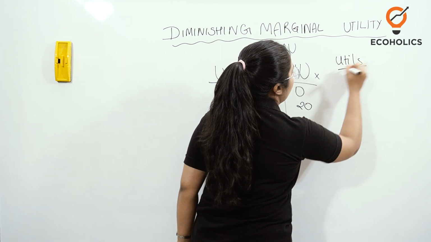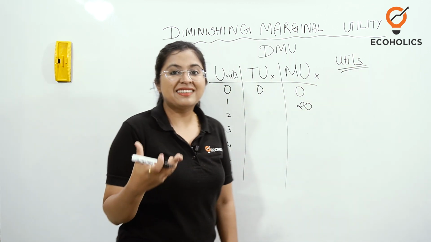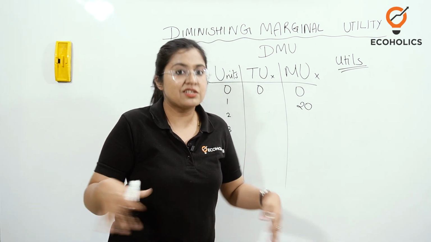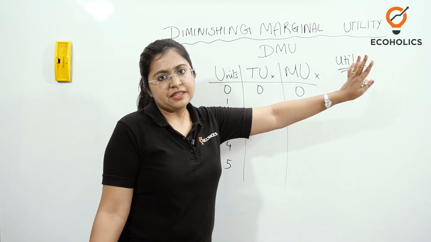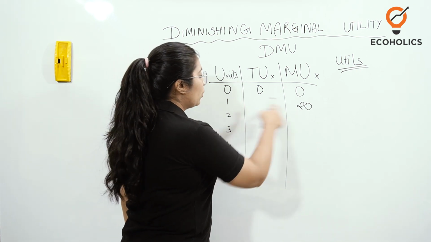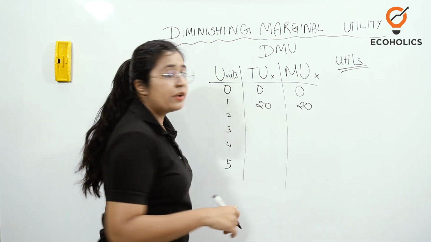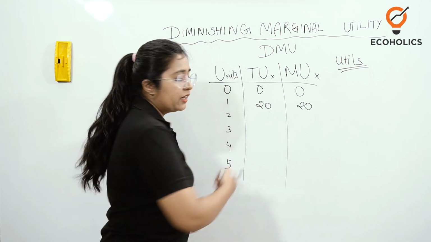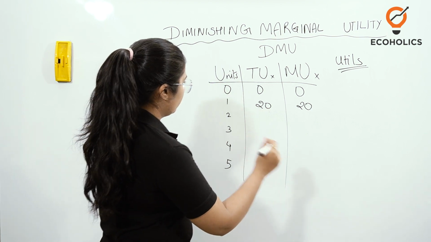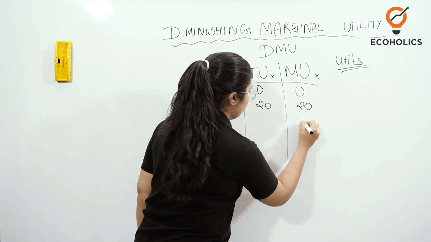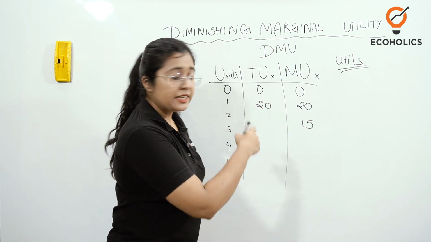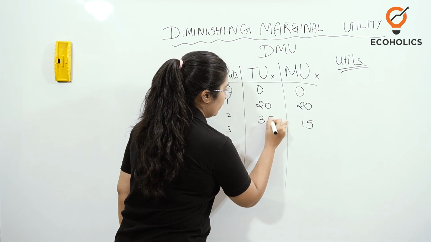20 utils. Marshall has also given a certain term for these units that you gain as satisfaction, because satisfaction does not have any unit as such. It's an abstract term, so utils is something that you can state. Then total utility will be 20. Now when you have one more unit, the utility that you're going to gain is, let's say, 15. Then you add it to the total utility, so that will be 35.